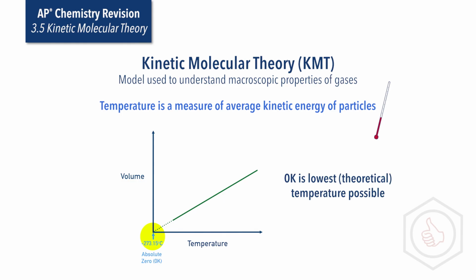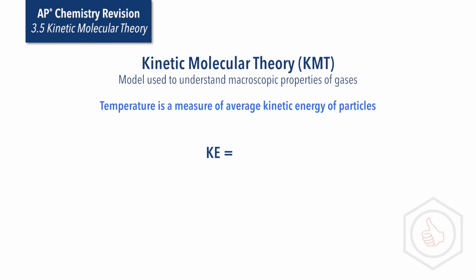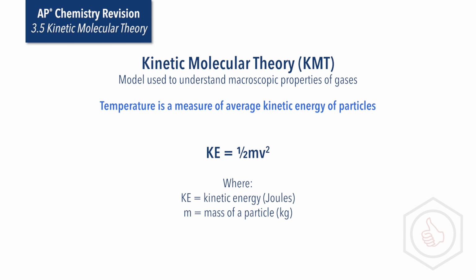The motion of gas particles is related to average kinetic energy, and so temperature, by the equation KE equals half mv squared, where KE is kinetic energy in joules, m is the mass of the particle in kilograms, and v is the velocity of the particle in meters per second. This shows us that at a given temperature, so the same average kinetic energy, lighter particles are going to move faster and have a higher velocity, and heavier particles are going to move slower, with a lower velocity.